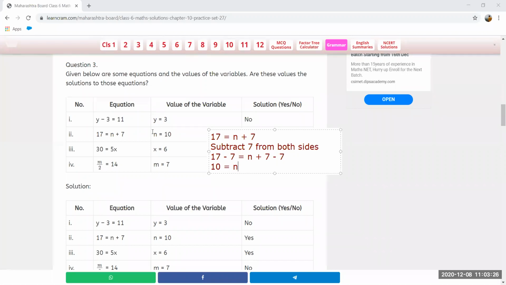Now what would be the value of n given in equation? Value of variable is what? 10. And here also n is equal to what? 10. We got the answer 10. That means this n is equal to 10 is the solution of given equation. So what would be the answer here? Solution yes or no? Yes, because here also value of n is 10 and we also got the answer 10.